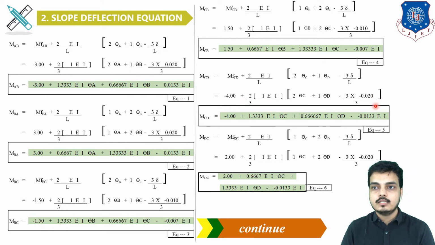And after solving this I will be getting my equation 5. Minus 4 is my FEM. 2 by 3 multiplied by 2 is 1.33, 2 by 3 multiplied by 1 is 0.67, and the 3s cancel out, 0.02 multiplied by 2 by 3 which is nothing but 0.013. This is all a repeating value you can see. Now similarly you can find out equation number 6.